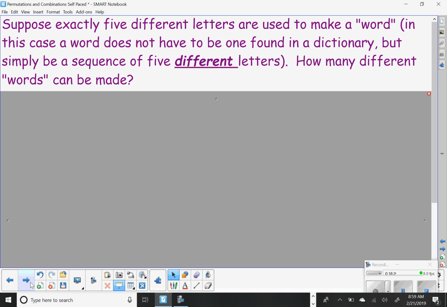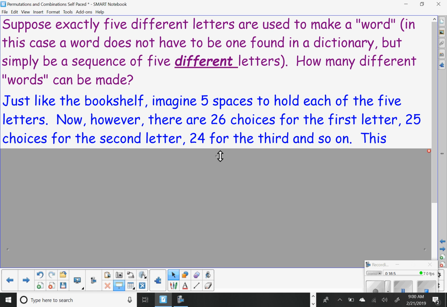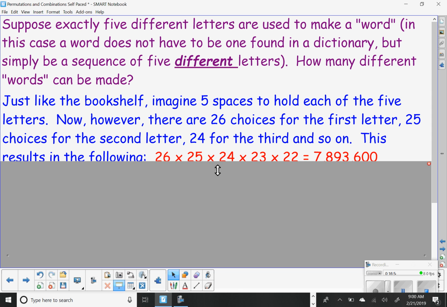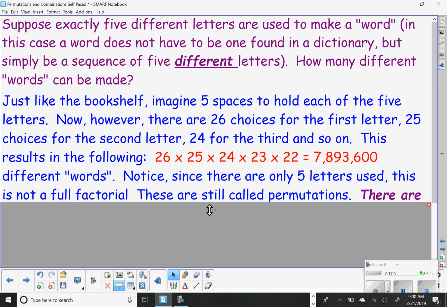So, suppose 5 different letters are used to make a word. In this case, a word does not have to be one found in the dictionary, simply 5 different letters. How many words can be made? Well, just like the bookshelf, imagine 5 spaces to hold each of the 5 letters. Now, however, there are 26 choices for the first letter, 25 choices for the second letter, 24 for the third, and so on. This results in the following: 26, 25, 24, 23, 22, all multiplied together. That many different words. Notice, since there are only 5 letters used, this is not a full factorial.